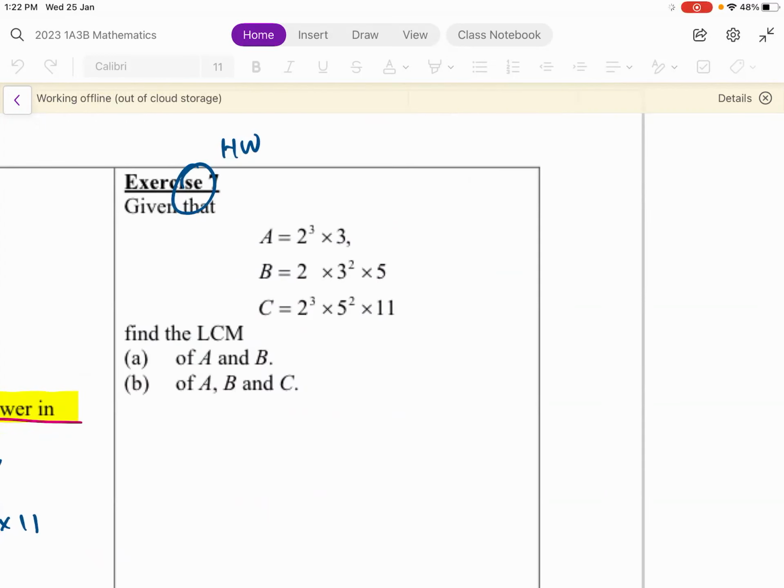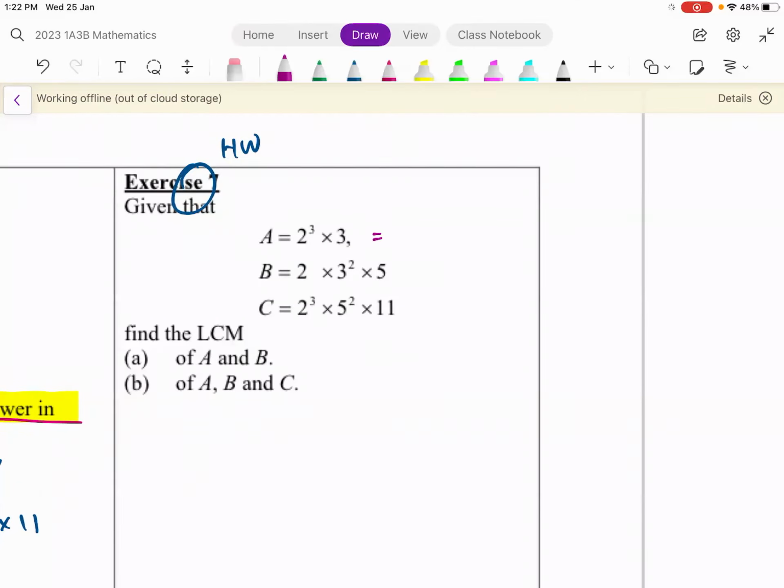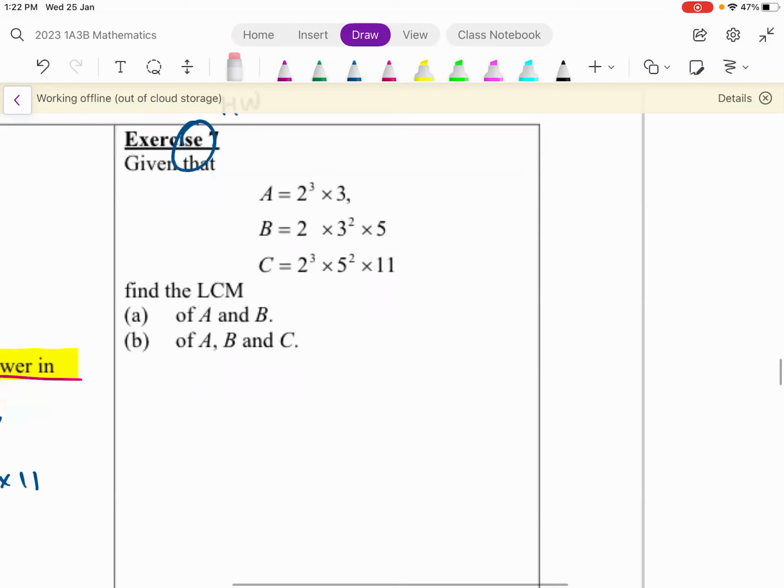A is equal to 2 cubed times 3. Should we take our calculator and quickly press? This becomes 24. Should we? There's no need, okay? If you do that, you're just giving yourself more work. Okay, so now we have all these values. They are roughly arranged properly already, except for the 5 over here. So we see that the 2s are in one column, the 3s are kind of in one, and the 5 is not really in one column. Find the LCM of A and B.